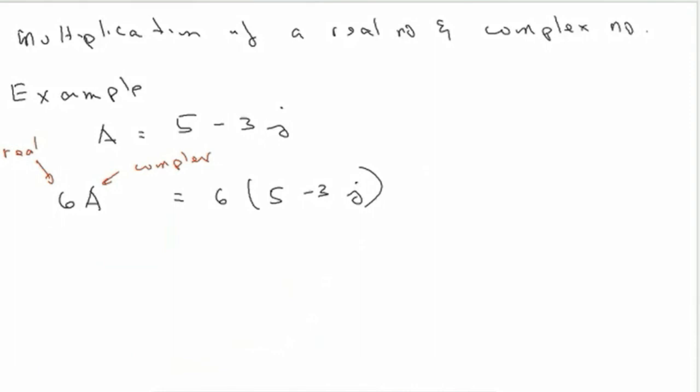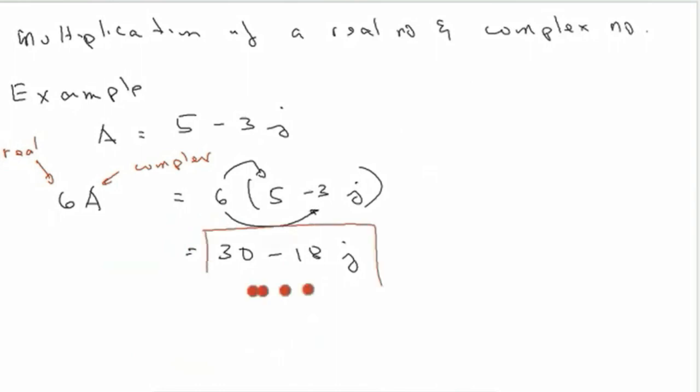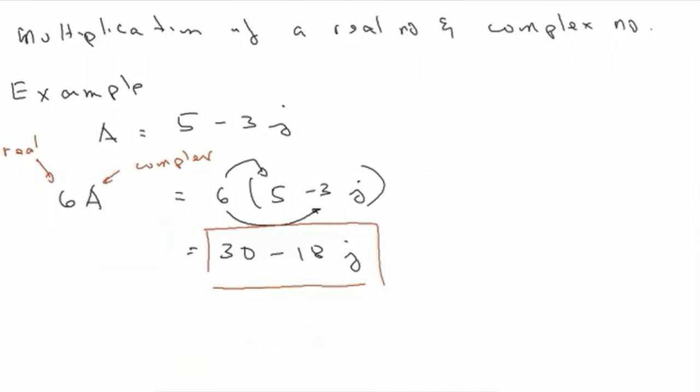So what is 5 minus 3j? This will be 6 multiplied by 5, this will be 30. Then 6 multiplied by 3, this will be minus 18j. So this will be the answer for 6 multiplied by A. So this is the multiplication of a real number and a complex number. Let's have another example.